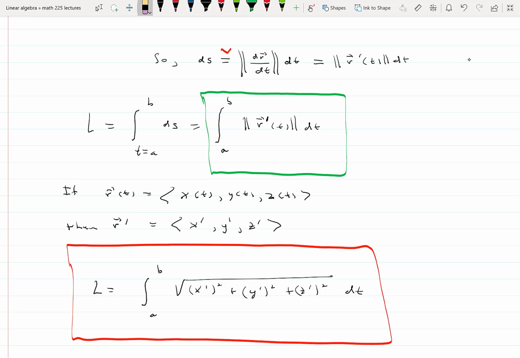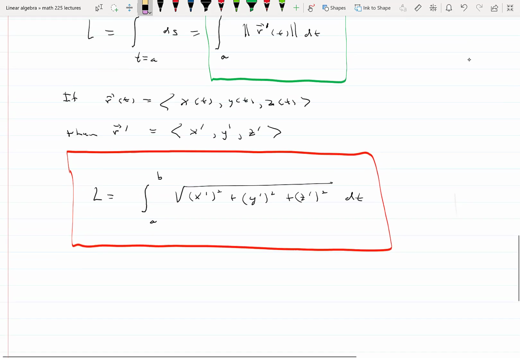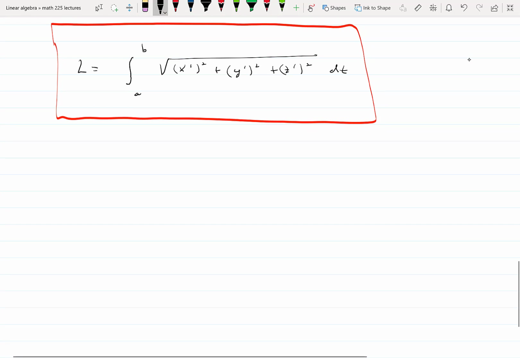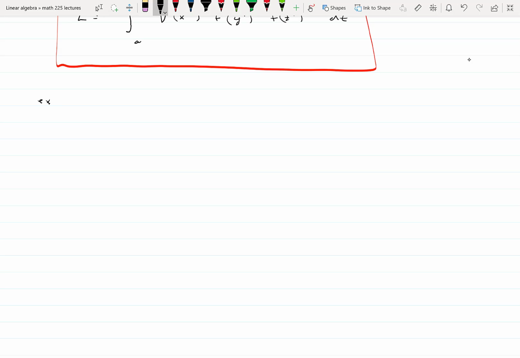Well, let's do an example. Let's find the length of a helix. Let's find the length of a helix would be infinite. Let's find the length of a piece of a helix. That's going to be our first example here. Example. Find the length.